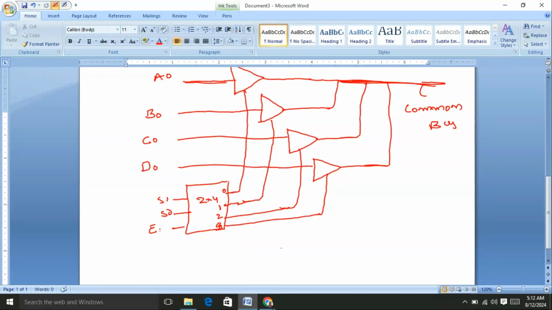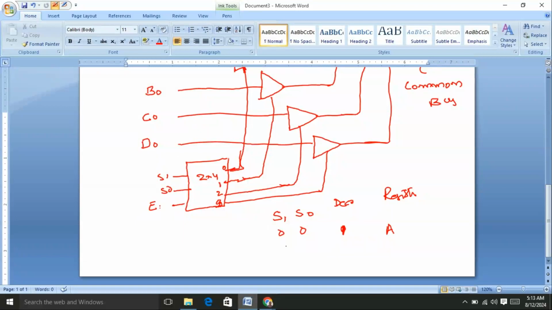Now we are going to consider S1 and S0 values equal to 0, 0. The 0 output of the decoder is enabled, that means this is 1, transferred. It acts as a control input to the buffer. Here, the content of register A is transferred to the common bus. That is 0 1, right? The first output of the decoder is enabled.